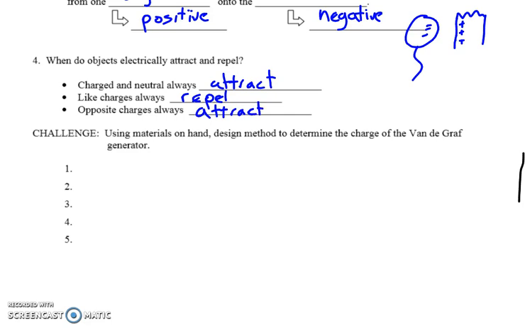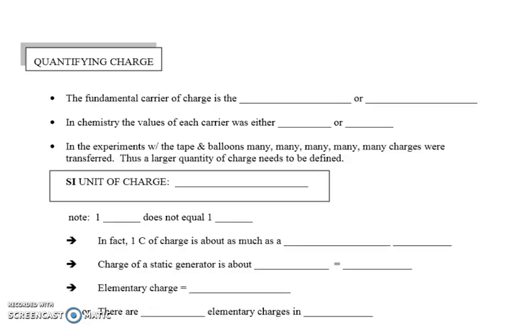And as we pointed out yesterday, you've got to be careful when you see attraction. Attraction can mean one of two things. Either you have opposite charges, or you have a positive and neutral, or a negative and neutral. So don't just automatically assume if you see attraction, you have positive and negative. Repulsion always means the same thing. You have like charges. All right, so there's a challenge here. We'll talk about this in class tomorrow, of how to determine what the charge of a particular static generator is. So let's go to quantifying charge and finish up.